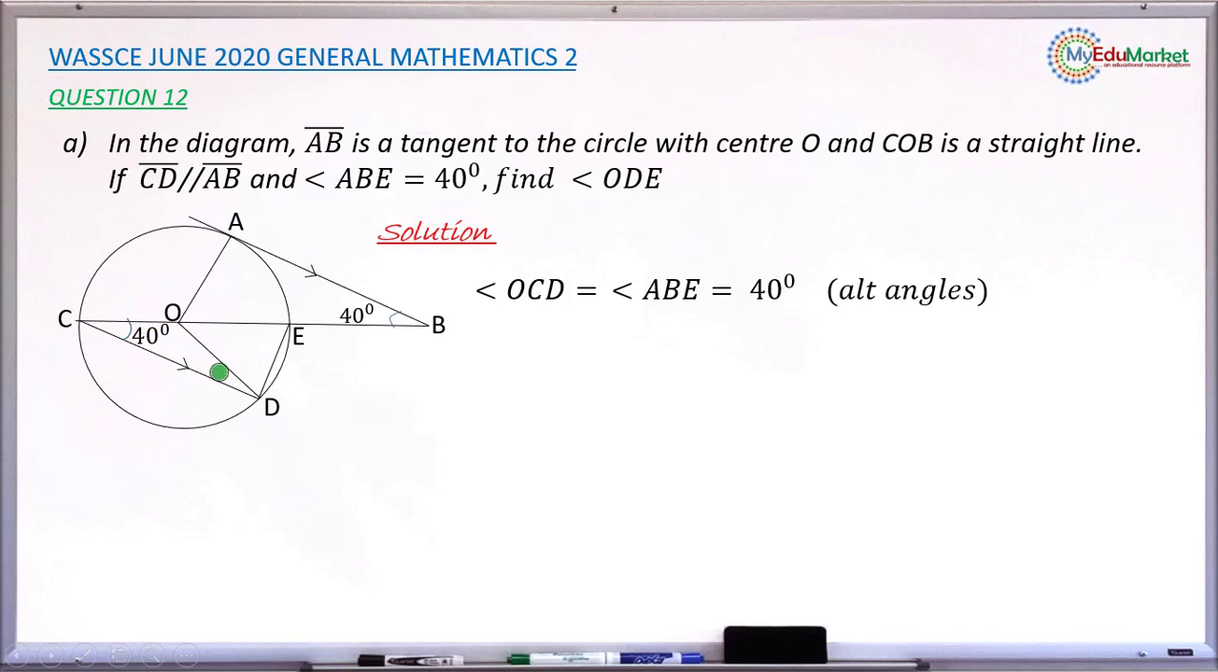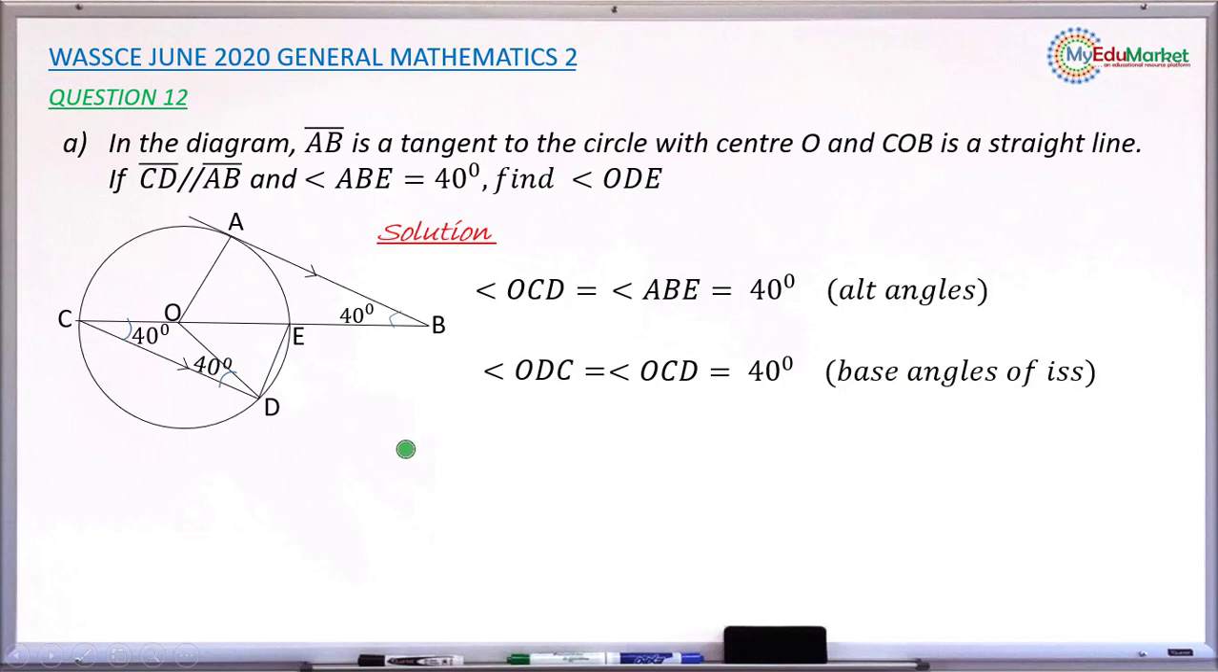A theorem says base angles of an isosceles triangle are always equal. So angle OCD and angle ODC are base angles. Therefore, angle ODC equals angle OCD, which equals 40 degrees. And the simple reason: they are base angles of an isosceles triangle.